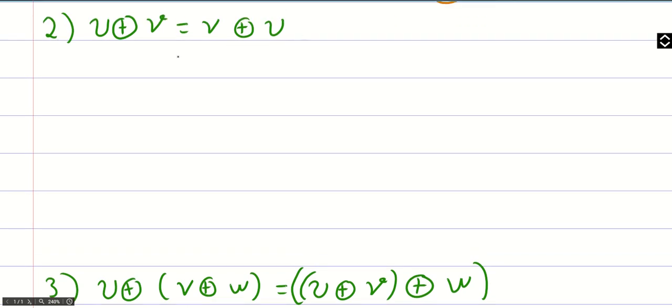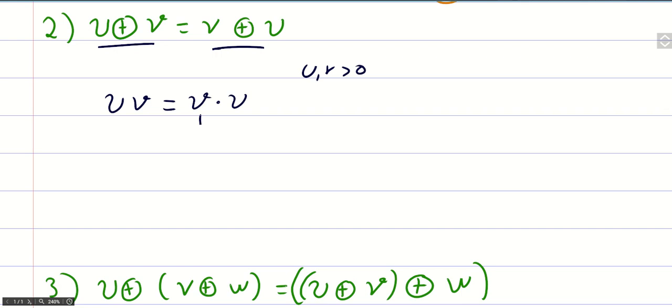So one of the axioms is related with the commutativity of the summation. I'm going to expand this expression together. So u plus v in this space corresponds to u times v, the usual multiplication, and this v times u. U and v are positive numbers, therefore they are real positive numbers, so they can commute. They commute with the multiplication. That means that this is equal to u times v and u times v. So yeah, the second axiom is also satisfied.